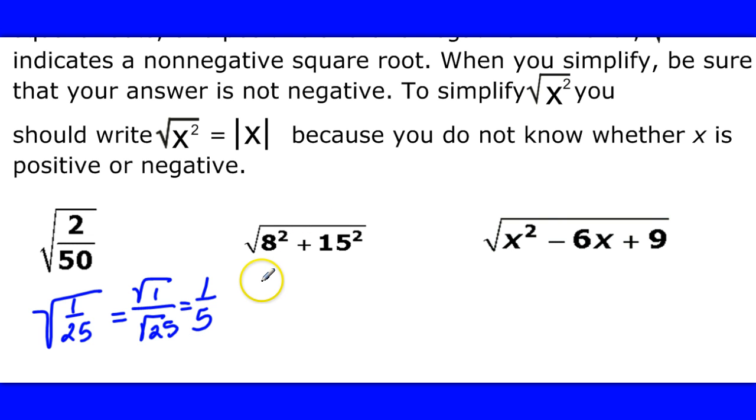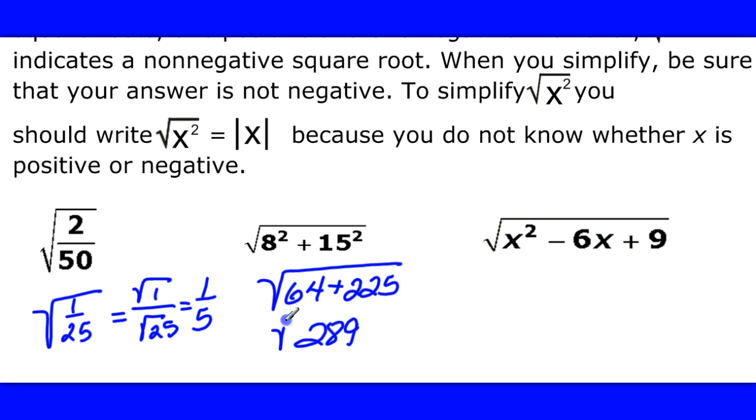In this case, you would want to put them together first. So 8 squared is 64, and 15 squared is 225. When you add those together, you get 289, and the square root of 289 is 17.